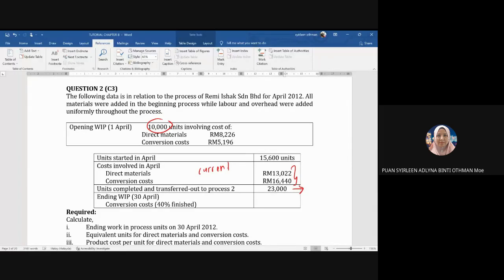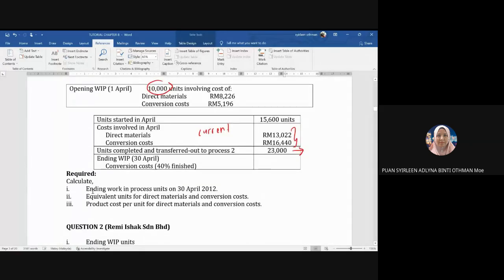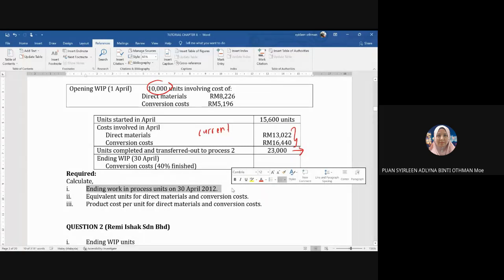Okay, and then you have ending WIP 30th April tu conversion cost is 40% finish. Dia tak letak apa-apa kat situ, it's actually you gonna kira lah. Sebab tu soalan 1 dia suruh kira ending work in process on 30th April. Okay, and then kita akan kira equivalent units and kita akan kira product cost per unit.